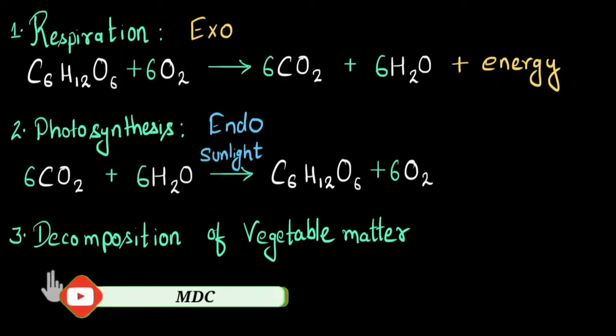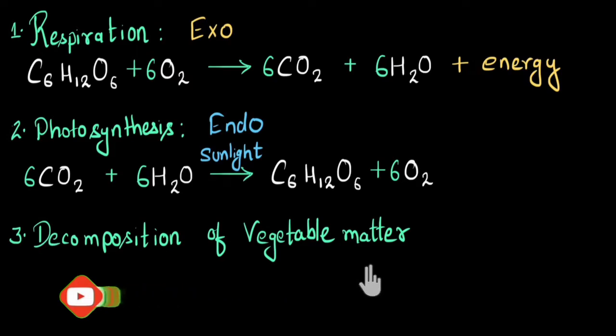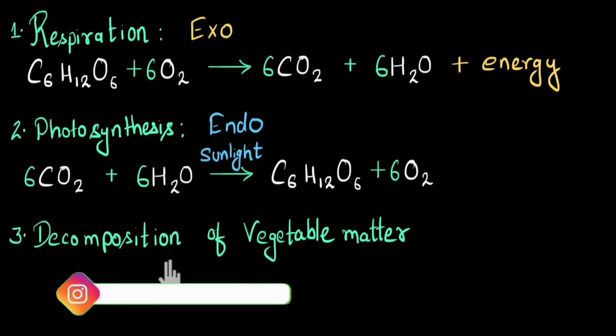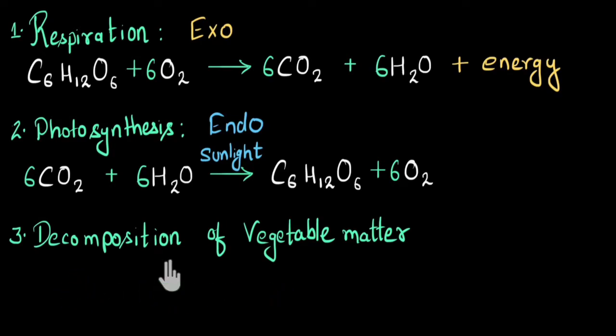Now let's talk about decomposition of vegetable matter. This is a tricky one. See, this has the word decomposition in it. Now in the video on exo and endothermic reactions, we have seen that in general decomposition reactions, meaning the reactions in which a big molecule is breaking down into smaller molecules, generally require a lot of energy. That means in general, not always, but in general, decomposition reactions are endothermic in nature. But not this one. This one releases more heat. This is exothermic in nature.